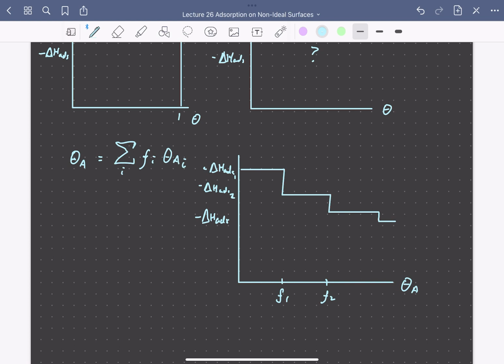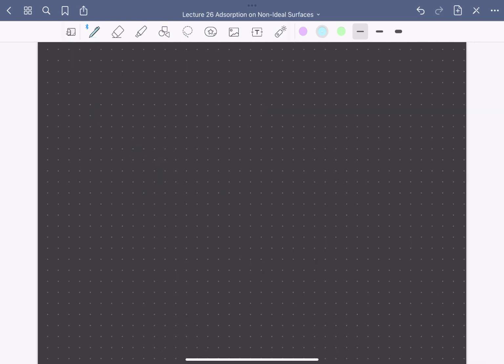To calculate the coverage, each one of these fractions of the surface, that theta_Ai, is going to act like a Langmuir isotherm. So it's going to be K_Ai P_Ai over 1 plus K_Ai P_Ai. And we'll sum over all of these different fractions of the surface that have these different adsorption energies. So that's an approach where we lump the surface into discrete fractions that each have constant heat of adsorption. Alternatively, we could express the variation in adsorption energies as a continuous function.